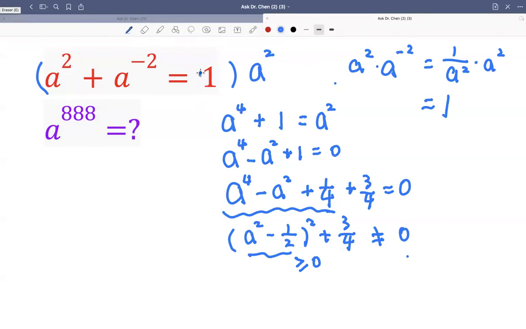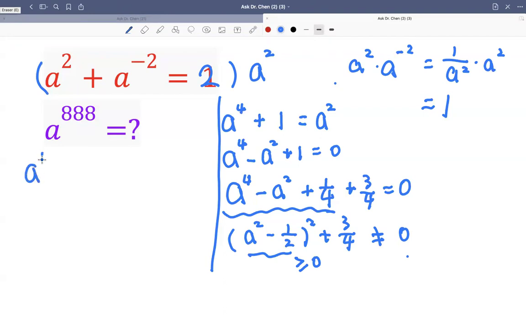If this is a 2, let's change this one to be 2. Because this way, if it equals 1, a has no solution. Right? a is not solvable, so we won't be able to answer a⁸⁸⁸. I think the question was sent with a typo. So if this is a 2, let's try that.